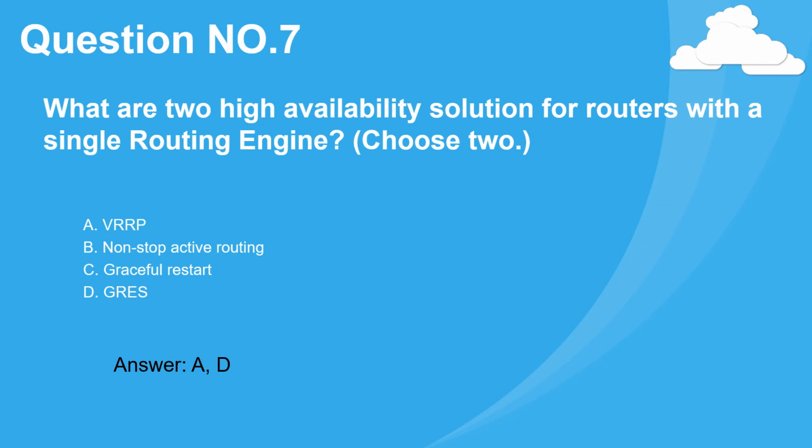Question number 7. What are two high availability solutions for routers with a single routing engine? Choose two. A. VRRP. B. Nonstop active routing. C. Graceful restart. D. GRES. Answer: A, D.